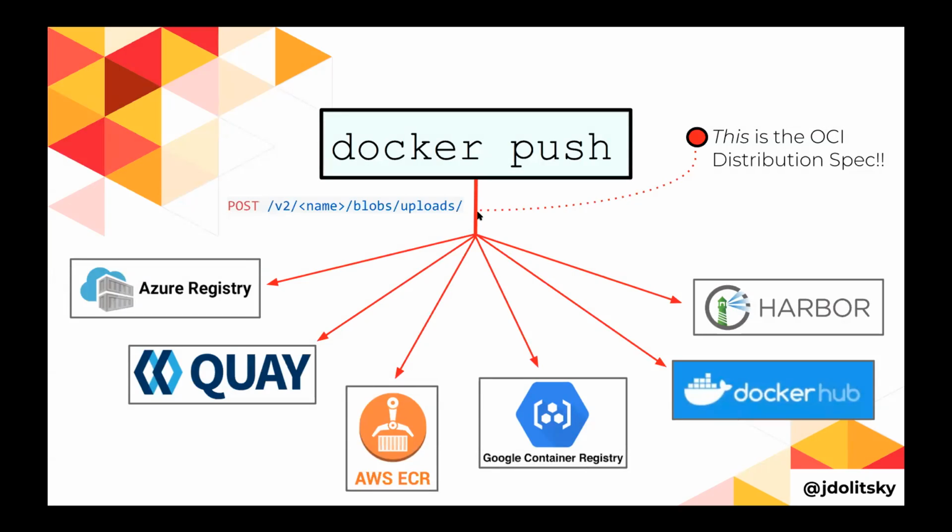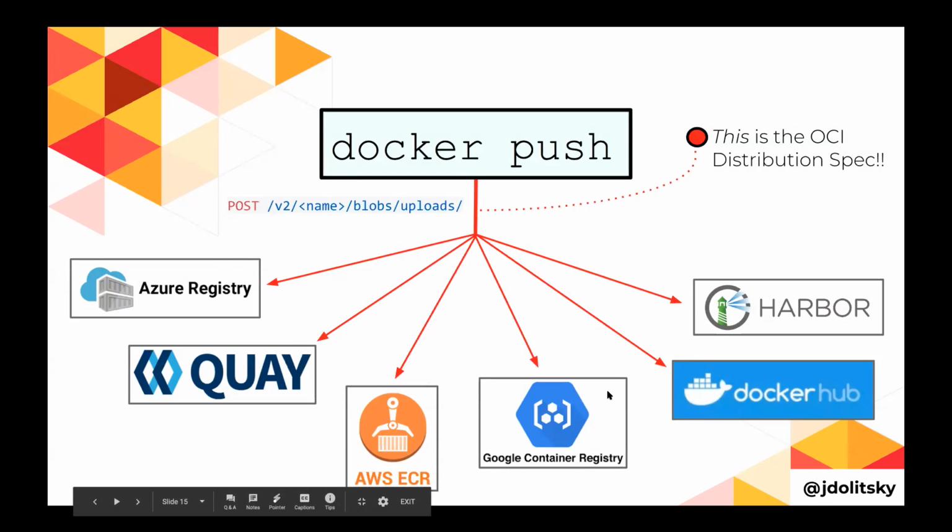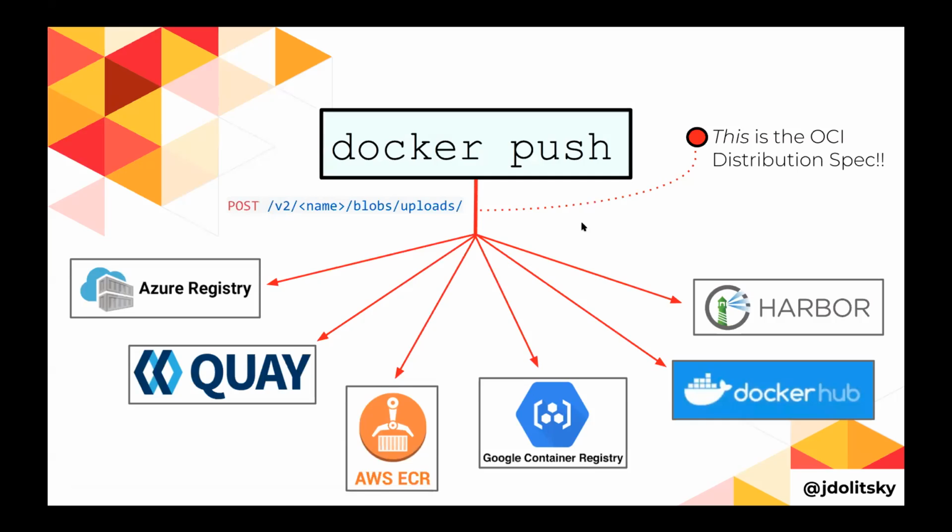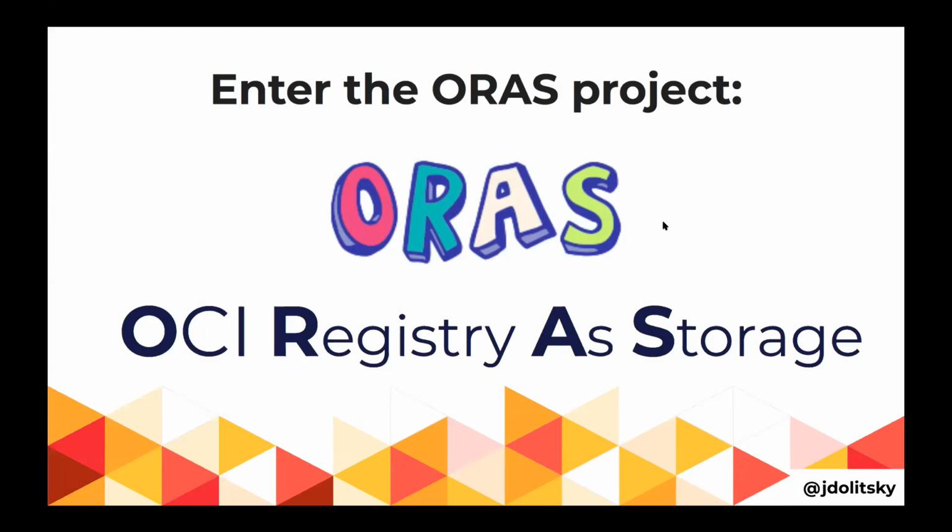So this red line is kind of representing exactly what the distribution spec is, right? Every time you do a Docker push or a Docker pull, it's making HTTP requests to one of these different registries, Harbor being over here. And this API is now a spec that's under the OCI organization.